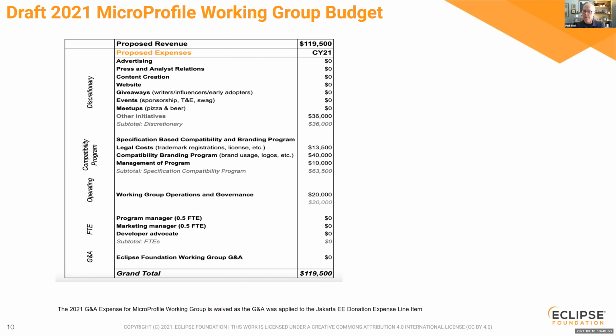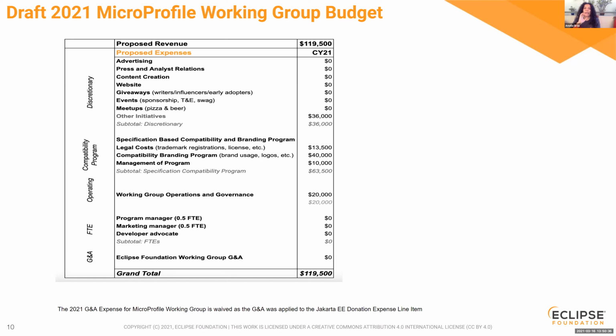Go ahead. Another question here, sorry about this. The management of the program, 10,000. What is that? That's ongoing management of the program. That is, when requests come in to be added to a compatible products page, when the results come in for the execution of the TCK, and as well to see that the mark is being properly used. There's the setup cost, and then there's the ongoing cost of managing the program on behalf of the working group.